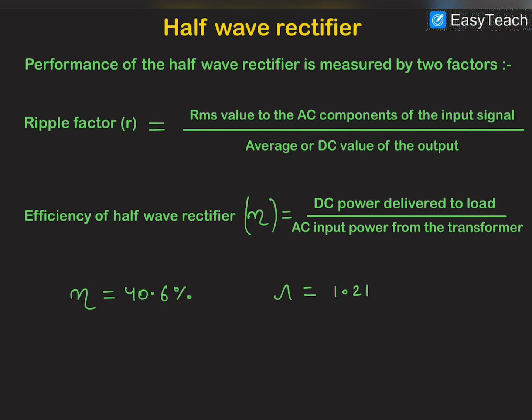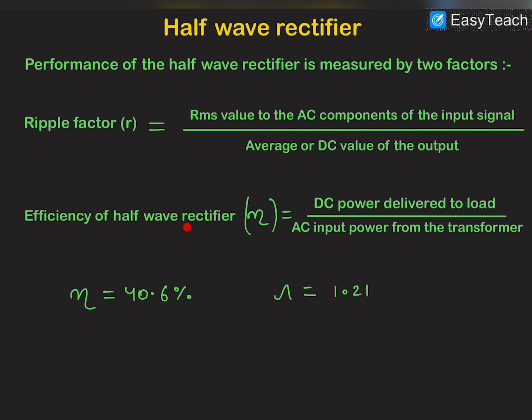Now if we talk about the performance of the half wave rectifier, then it is measured by two factors. One is ripple factor and the second one is efficiency. You do not need to dig deep into these two factors because these are out of the syllabus, but if any question is seen in the paper asking what the ripple factor is, you just need to remember the value of ripple factor for half wave rectifier, that it is 1.21. Ripple factor is the RMS value of AC of input signal divided by the average or DC value of output signal. This is ripple factor.